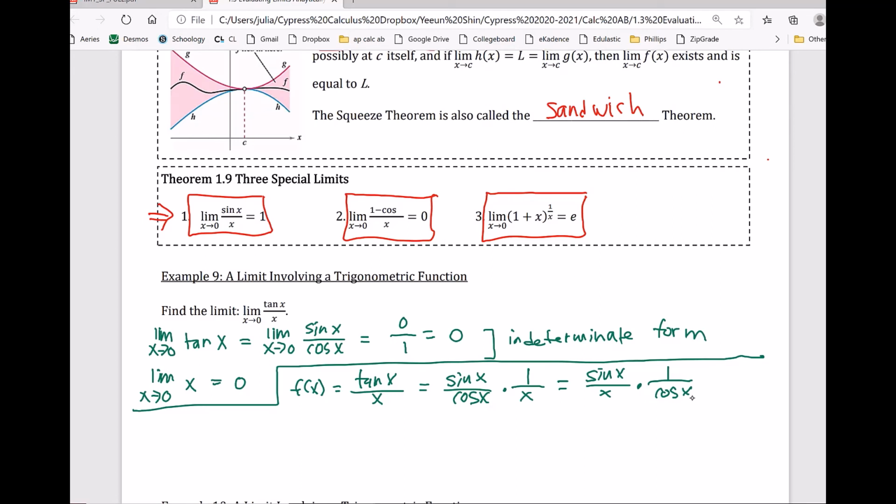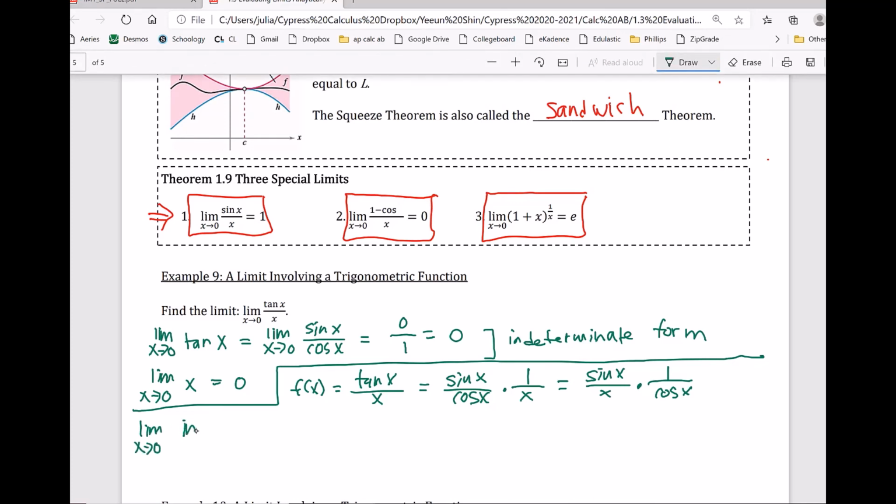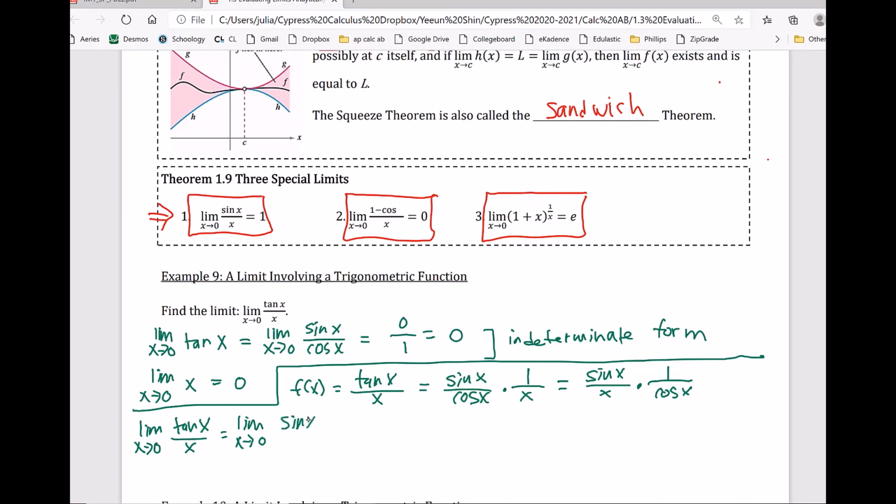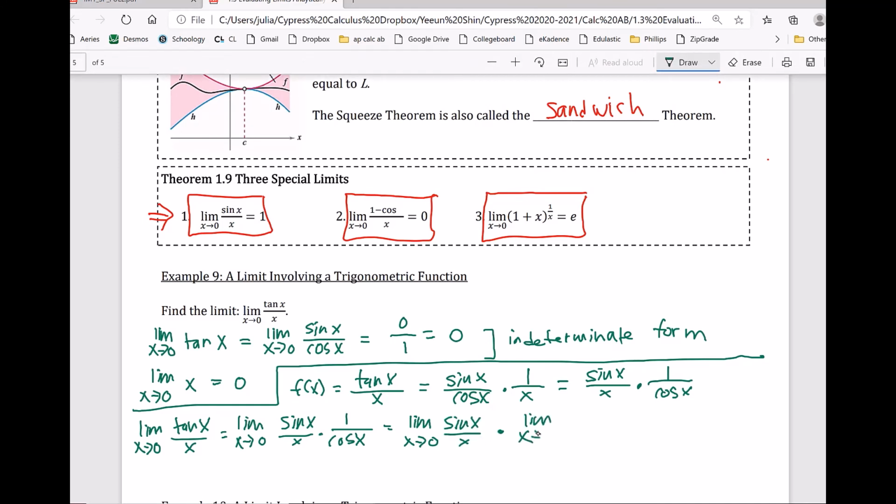All right, now as you can see, we have a product. So using our limit properties, let's separate these out. So let's start from our initial. So now we redefined it as sine x over x times 1 over cosine x. And using our limit properties that we learned earlier, we can write the limit of one times the limit of the other.